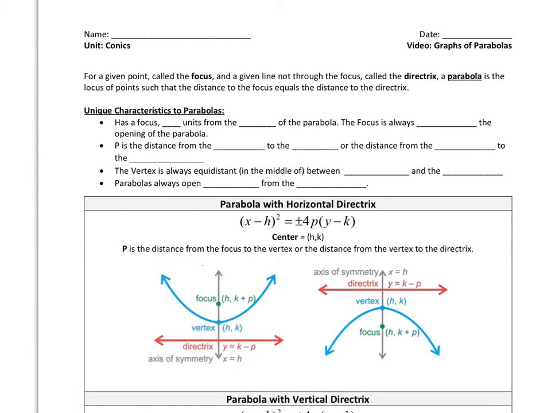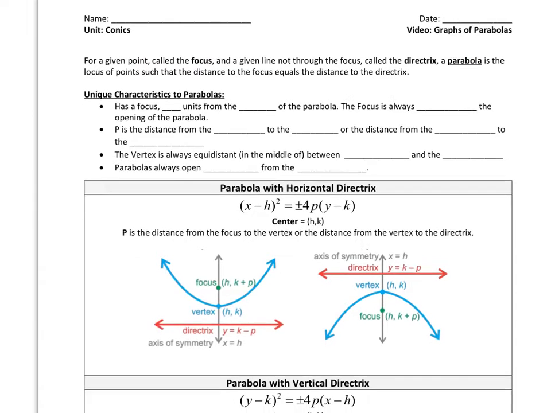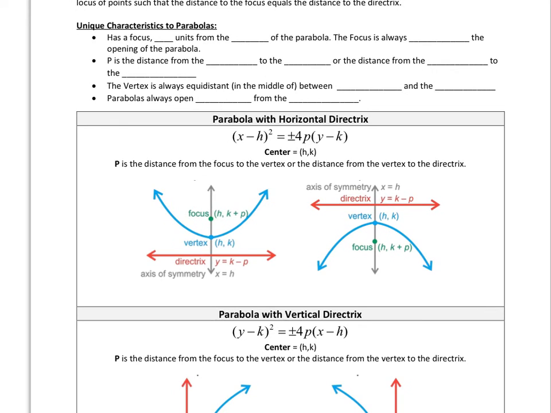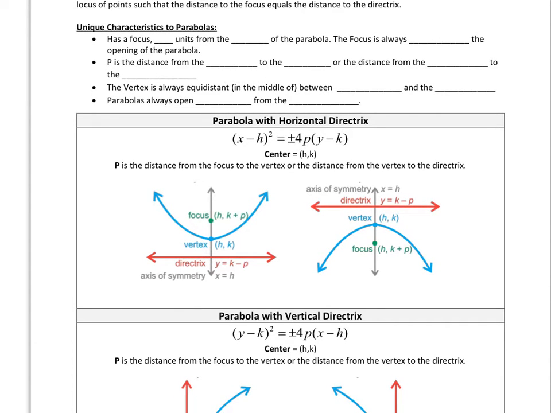Okay, now here's the textbook definition of a parabola. You don't really have to read it too much. I'm going to just explain it myself. So here are some unique characteristics of a parabola.